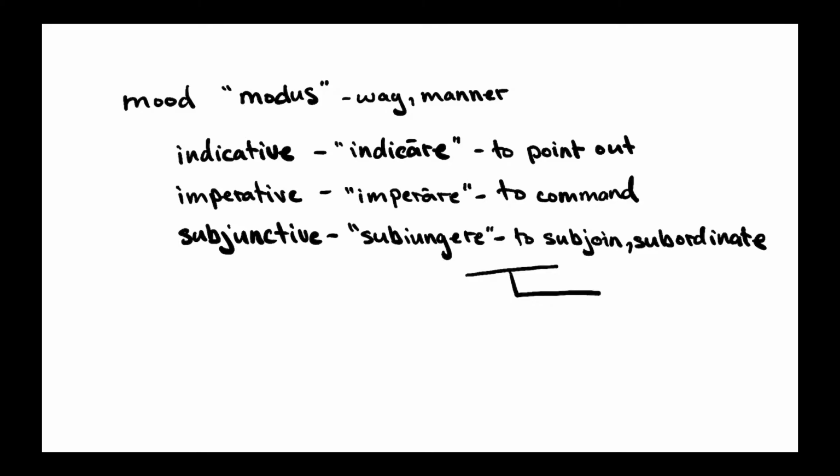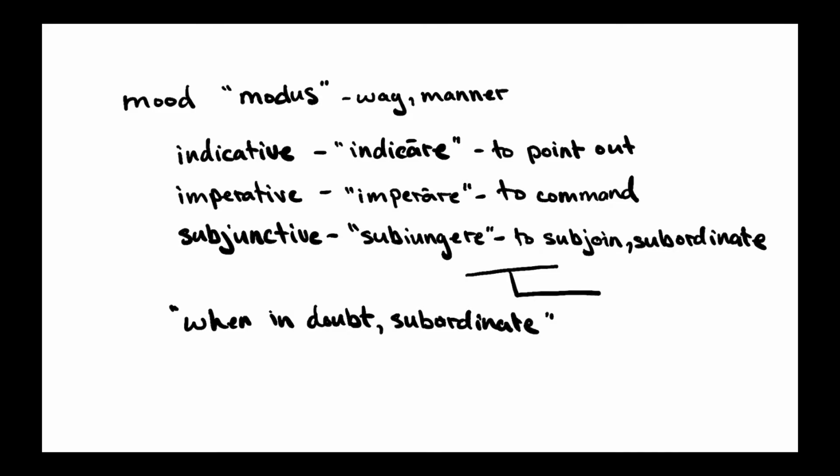Something to keep in mind, since this is a really important mood in Latin, because in Latin we like to say, when in doubt, subordinate. This is something that is very common for Latin. They love subordinate clauses. So that means that Latin also likes to use the subjunctive mood.